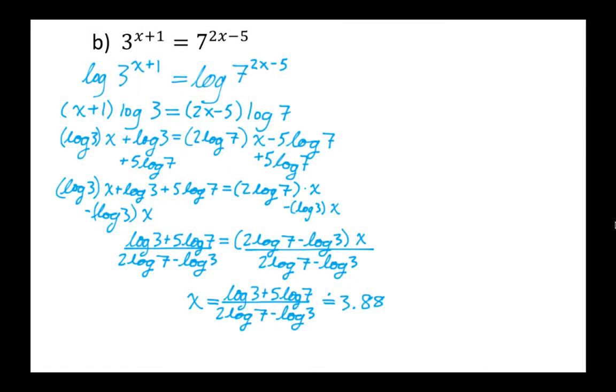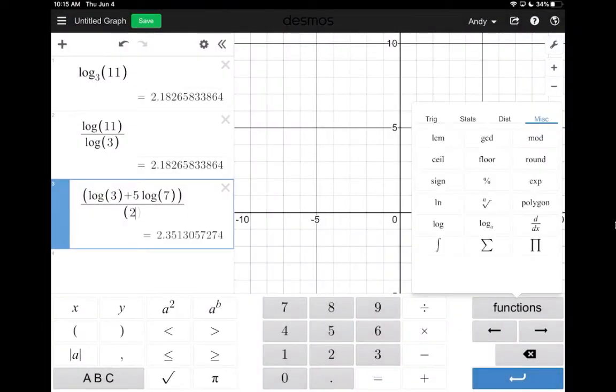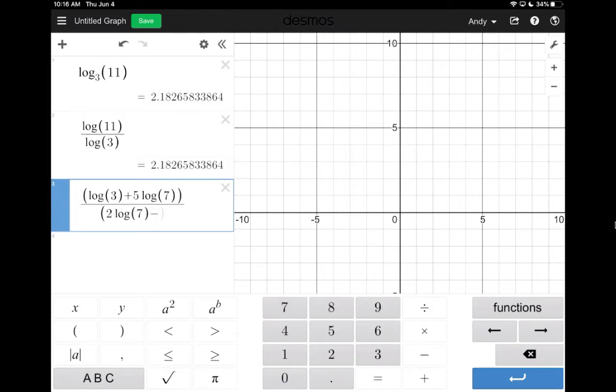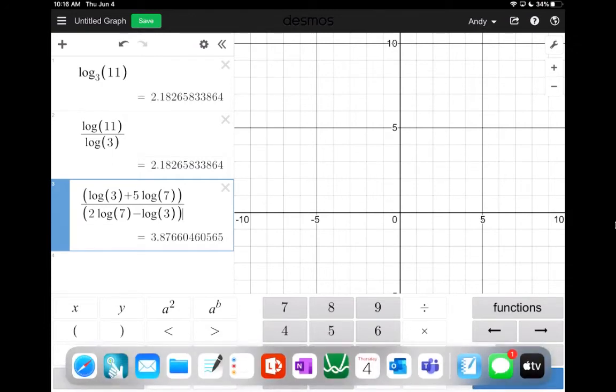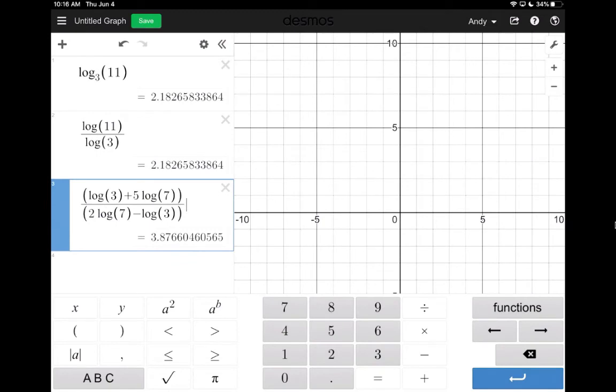Okay, so let's take a look again at what that denominator is. So it's 2 log 7 minus log 3. Okay, let me make sure that I do have that denominator right. So 2 log 7 minus log 3, yes, that is the one that I want. Okay, so I'm going to go back here, and it's evaluated. It is approximately 3.88 when I evaluate that to 2 decimal places.